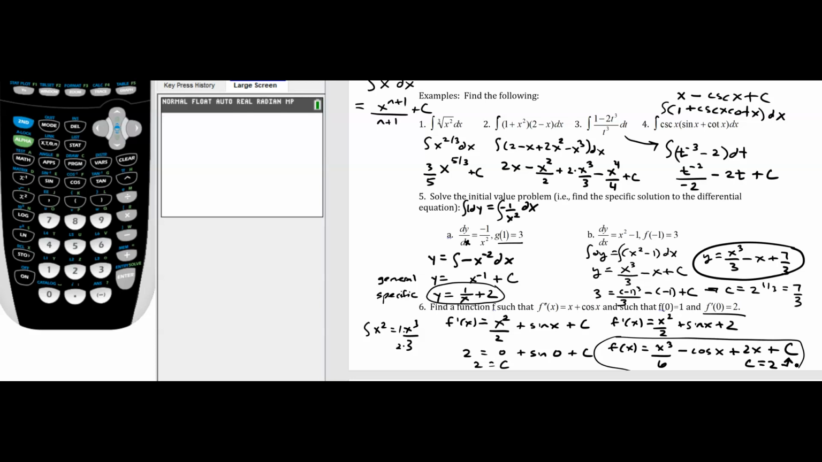Okay, in the next video, we're going to look at the back of the notes. We're going to kind of visualize this stuff a little bit and also look at some applications.